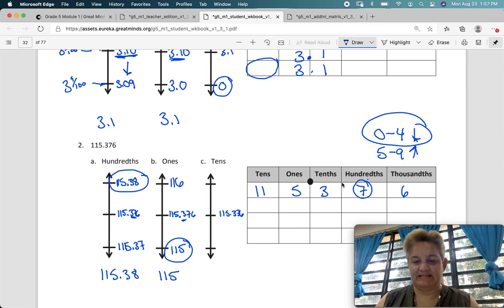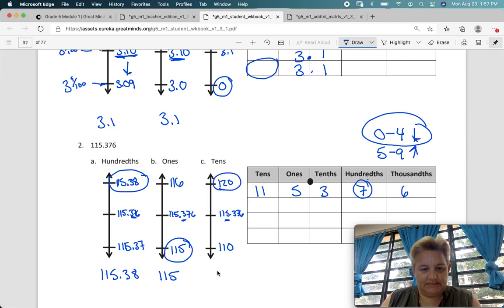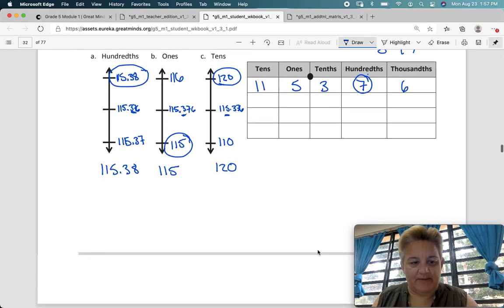I'm making that face because I'm not sure you're getting it, but okay, next one, tens. The nearest tens here would be 120, and here would be 110. And I'm going to look at the 1 space right there, and that's a 5. So do 5s go up or do 5s go down? What's the nearest tens? Okay, 5s go up. So 120. Yes, no? All right, we'll keep going.